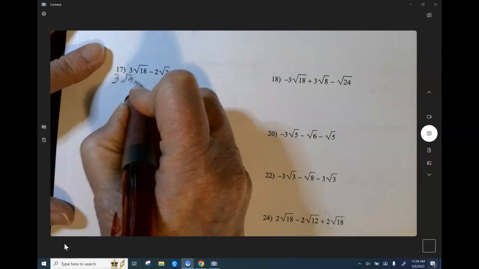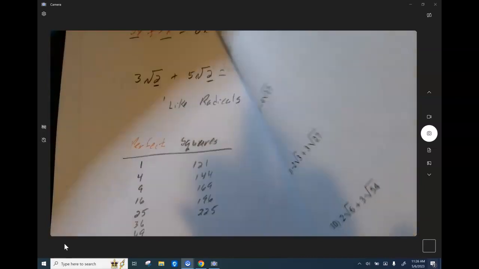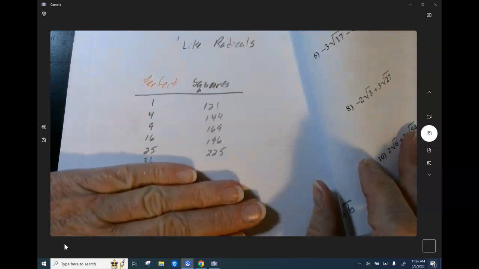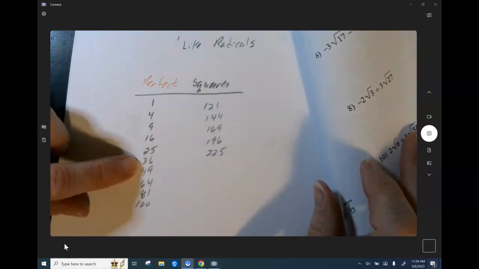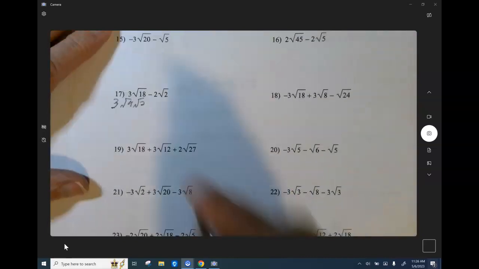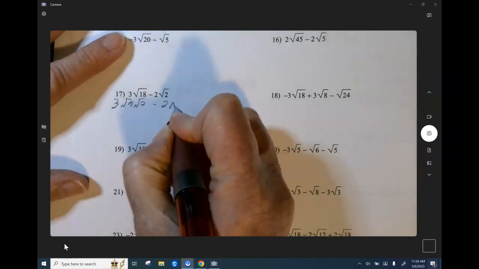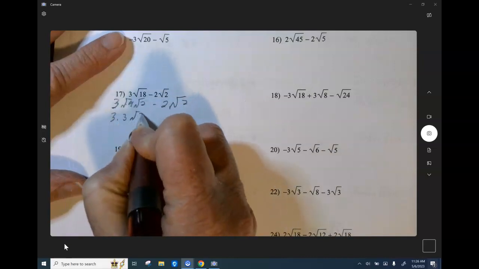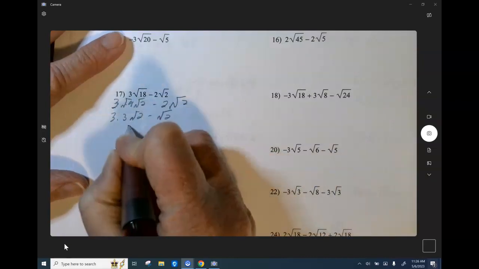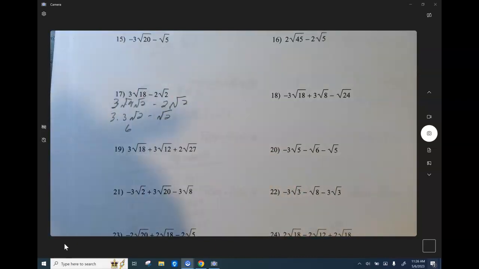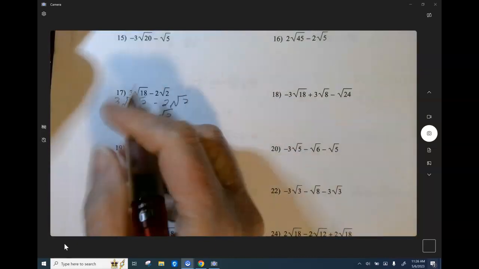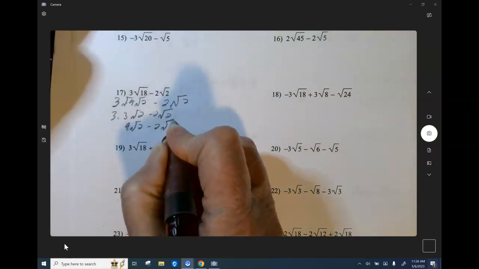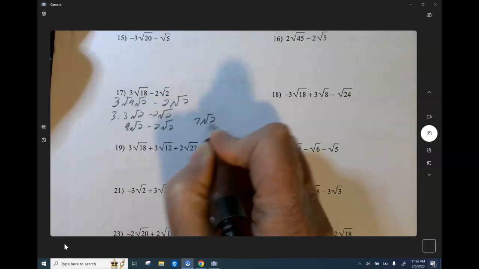Right, 9. So, again, on your perfect squares, you're basically going to use 4, 9, 16, or 25. It's going to pretty much break down into that. So then we have 3. Square root of 9 is 3. So I get 6. Oh, gosh, can't multiply. 3 times 3 is 9. So I get 7 square root 2.